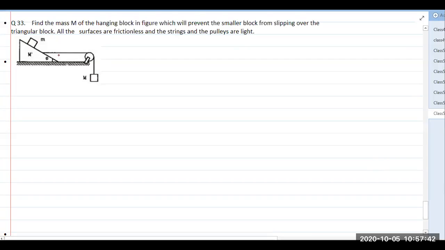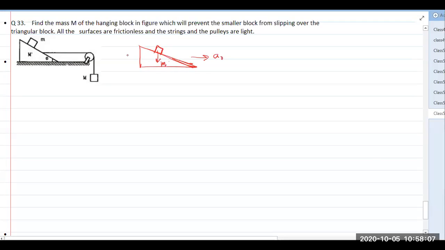The first thing we should know is that if we want to stop this block from slipping on the triangular wedge, we first find what its acceleration will be. We have already done that in the last question. If we have a triangular wedge and an object on it, for what acceleration of this system, suppose we write it a naught, will it not slide?